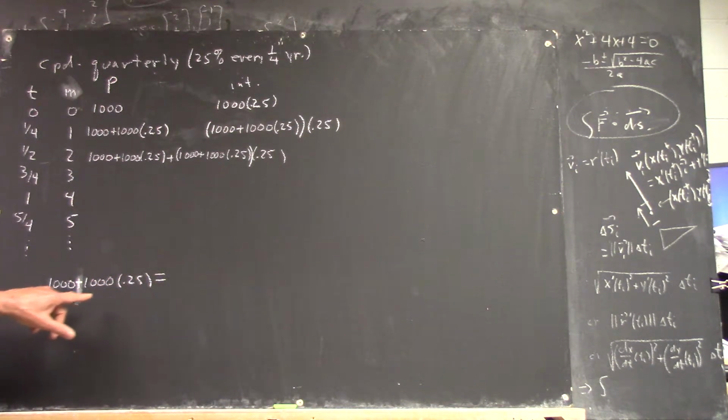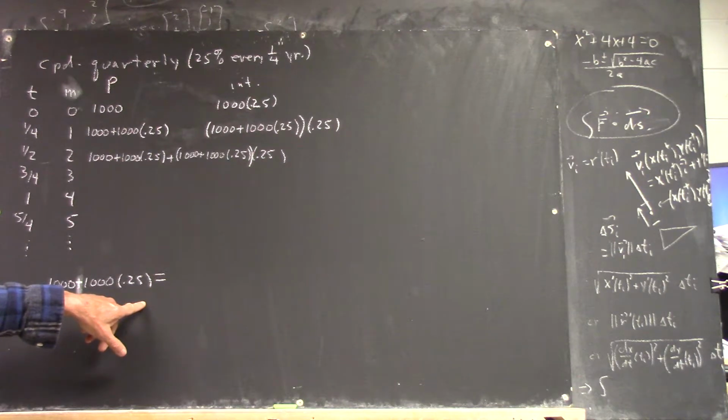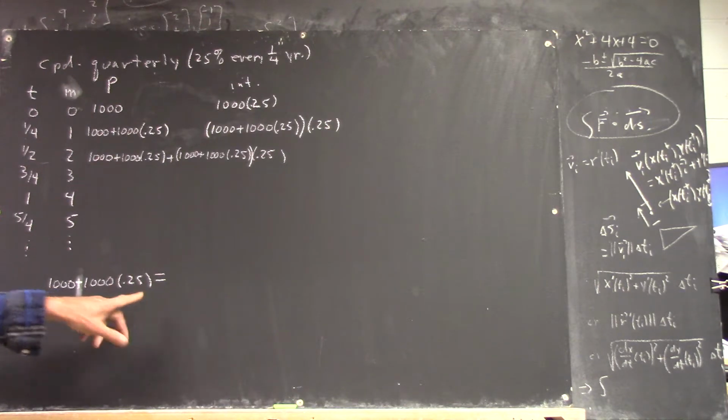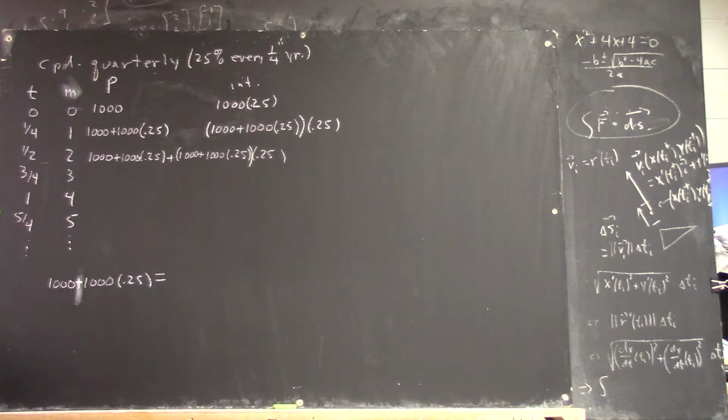Okay, 1,000 plus 1,000 times 0.25. This expression could be factored. Anybody see how to factor this? Pull out the 1,000. Yeah. We've got 1,000 in common between these two things with a plus, right? So it's a simple factoring of a monomial.